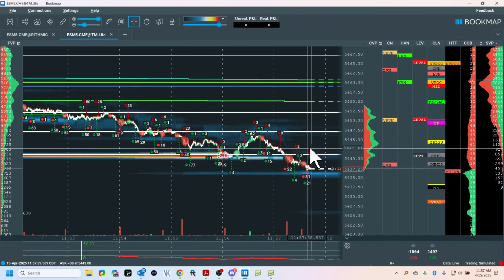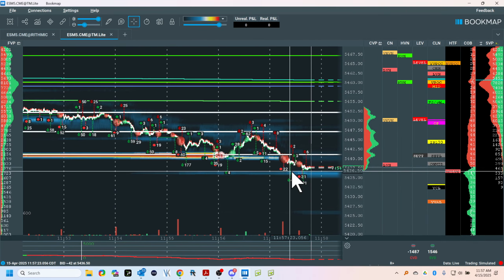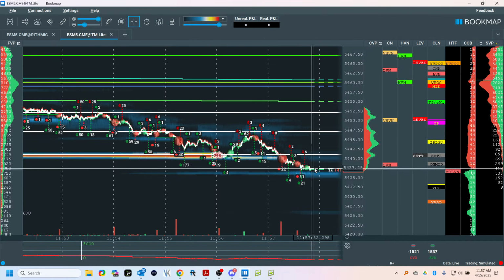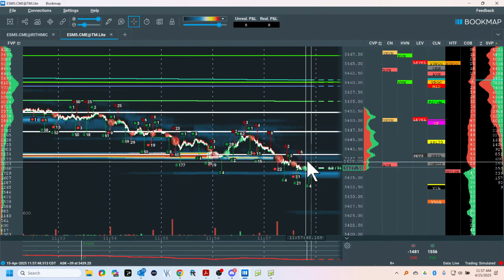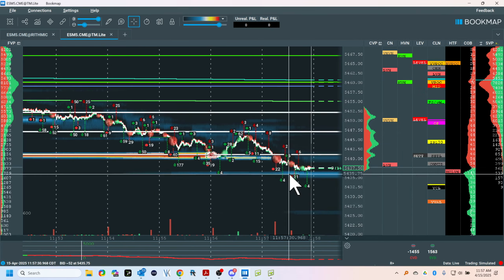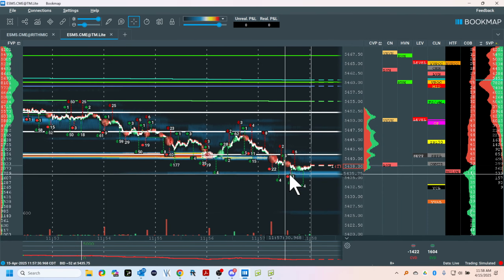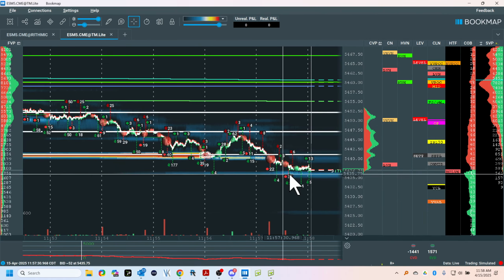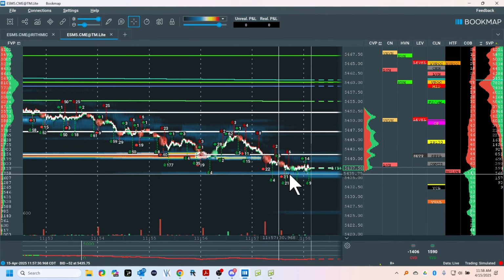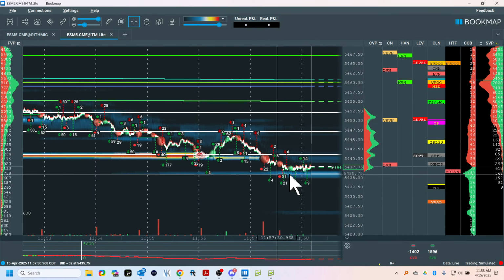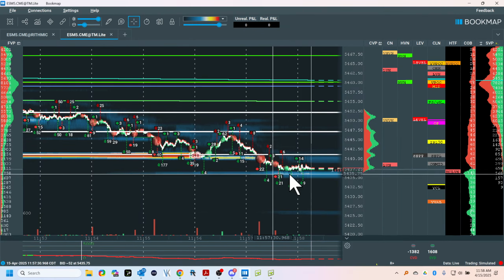If we can't get back above here, there's nothing to do. It's got to get above here, or nothing to do. Sellers are still doing a good job. We're going to watch this area. These are not trade recommendations. We're just looking at behavior.